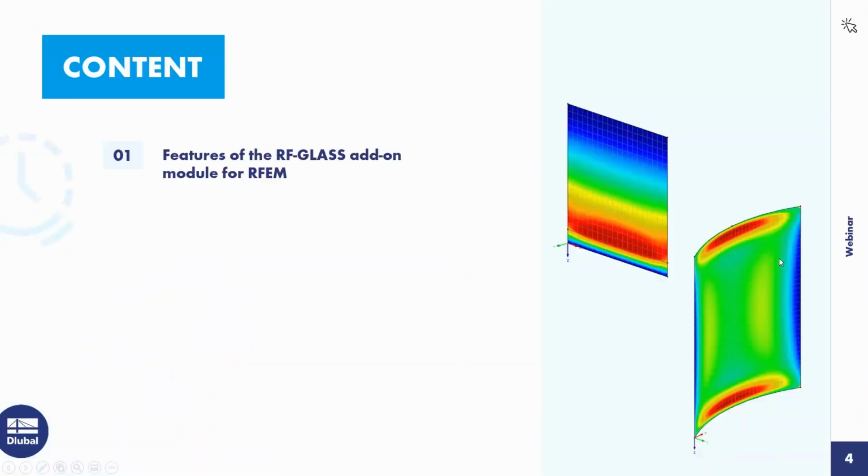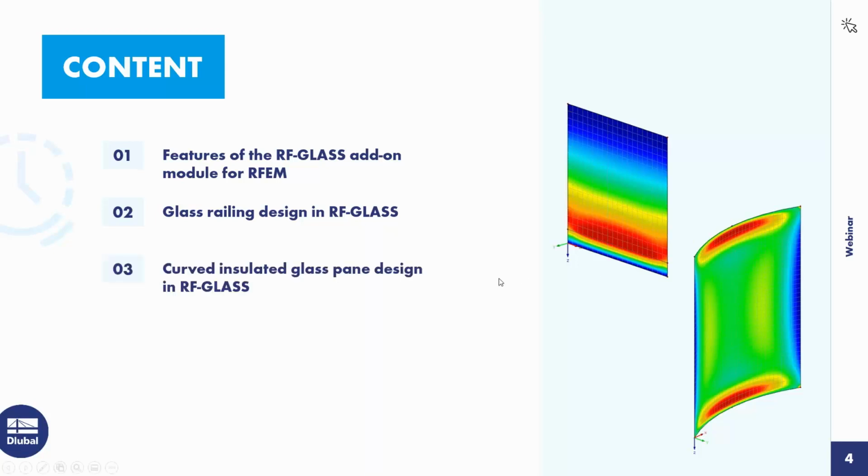To the agenda today. At first I will introduce some features of the add-on module of glass. Then I design a glass railing with the help of RFEM and add-on module of glass, and then a curved insulated glass pane.